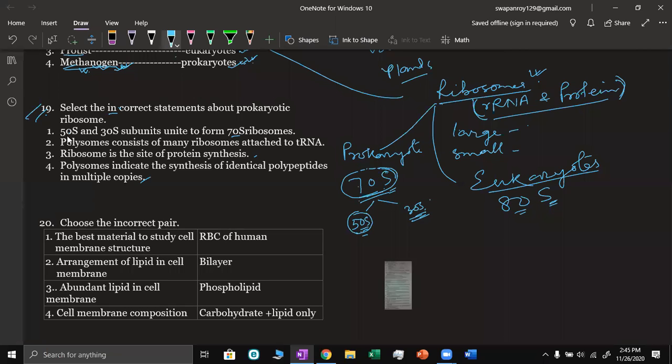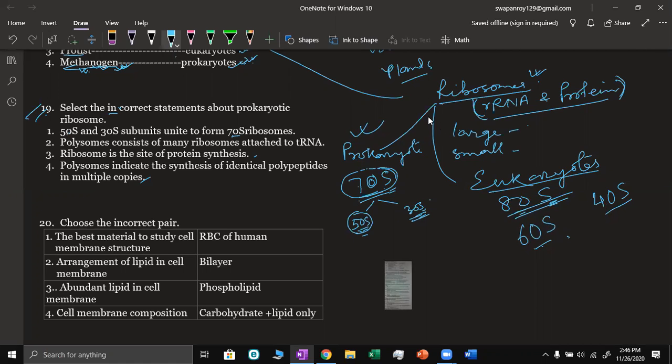Okay, so 50-30 it is. Prokaryotes have ribosomes of the 70S type, and their subunits are 30S and 50S. Eukaryotes have ribosomes of the 80S type; the larger subunit is 60S and the smaller subunit is 40S. This 60 plus 40 is not 100S. They make 80S. This is in eukaryotes.